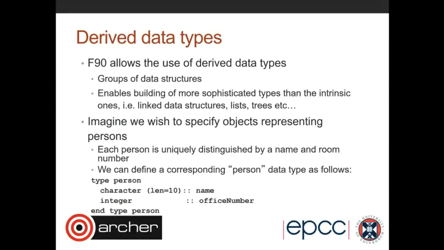Along the lines of object-oriented programming, Fortran 90 brings in the idea of derived types. So this is grouping together data variables into types, which can then be reused later. If you ever do any C programming, this is quite like a structure.